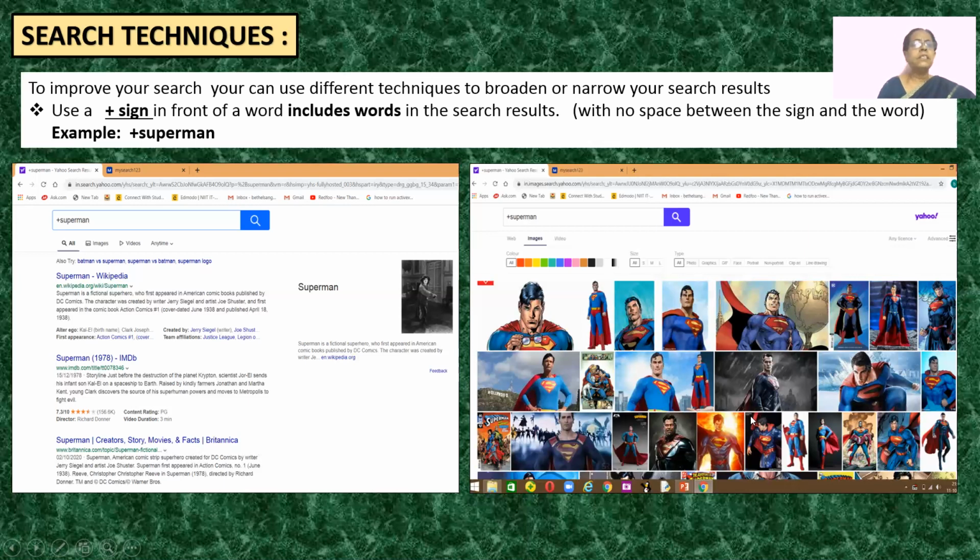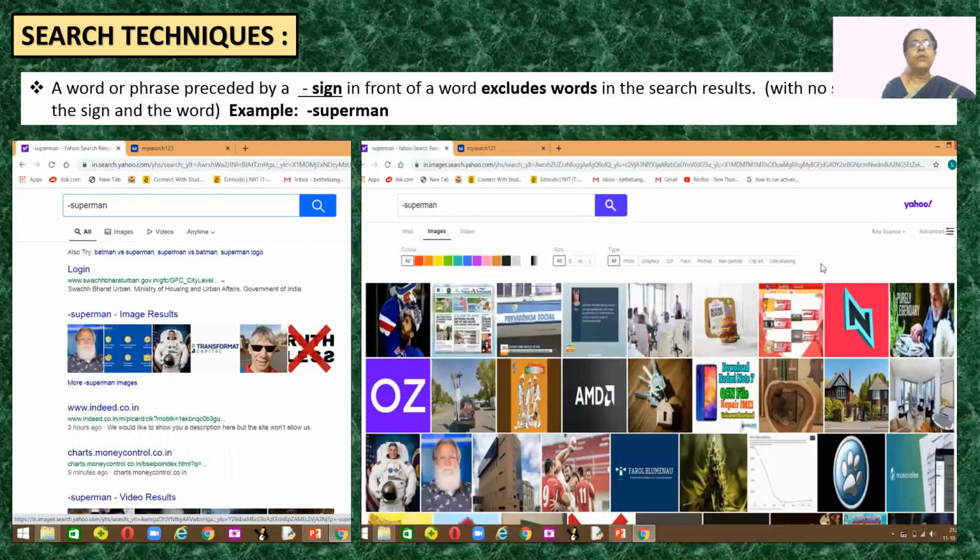The next technique has a minus sign. I use the same technique for Superman. Here a word or phrase is preceded by the minus sign in front, and what it does is exclude words from the search. So if I say minus Superman, it will exclude Superman. It will not show me any information about Superman. It shows me anything, but Superman should not be in it. It can show me Batman or Iron Man or whatever includes the word man.